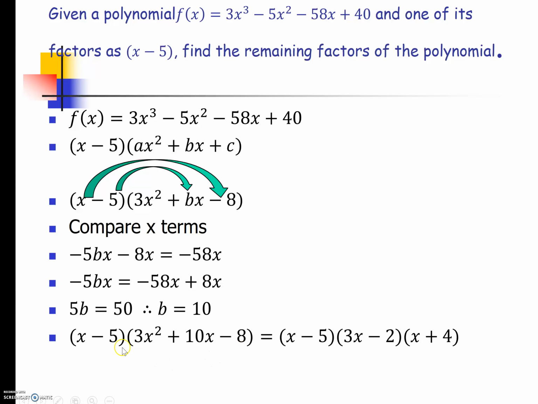Remember, finding the values of a and c is pretty easy by looking at the constant and at the coefficient of x cubed. In order to find the value of b, you can either compare x squared or you can compare x, and then you can find the remaining factors. There is another way to figure this out by doing a long division. You can divide this big polynomial by the divisor x minus 5, and you will end up getting this expression.